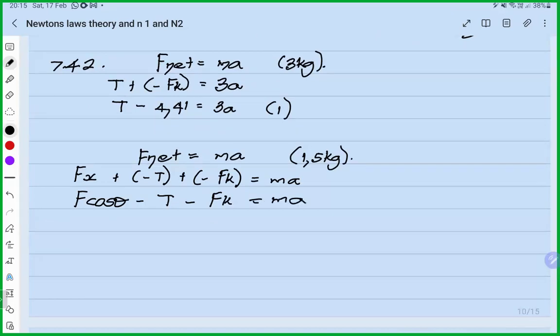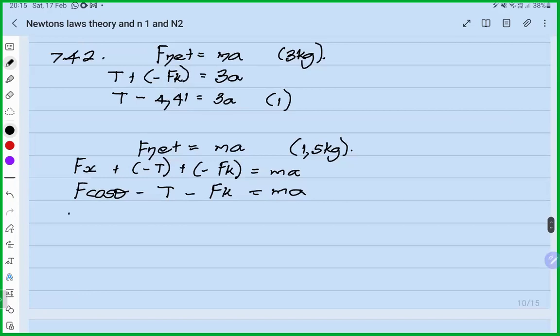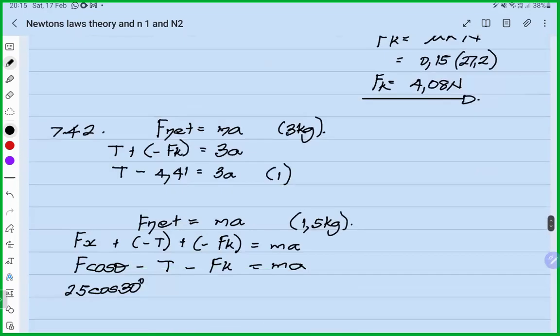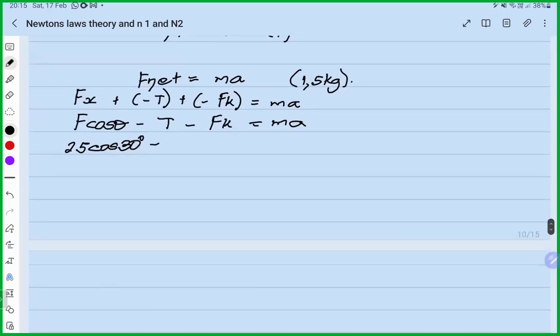We're now going to plug in values here. This was 25, I think, cos of 30 degrees, if I'm not mistaken. One last time to check that. Correct. I want to solve for T.